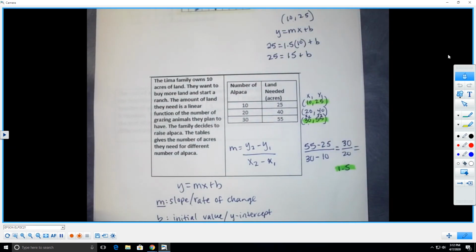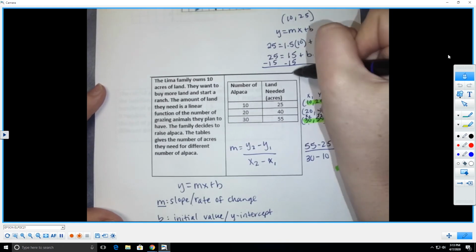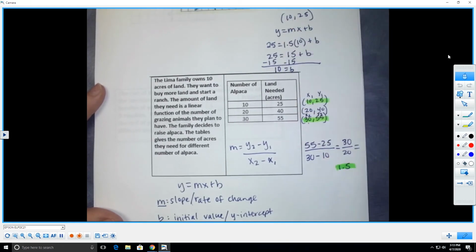Now let's stop here for just a second before we do this algebraically. 15 plus what equals 25? Correct, 10. But if we're doing correct mathematics, we'll go ahead and subtract 15, and we have that b equals 10. So either way is fine. Don't make it harder than it has to be. Did you follow the pathway?